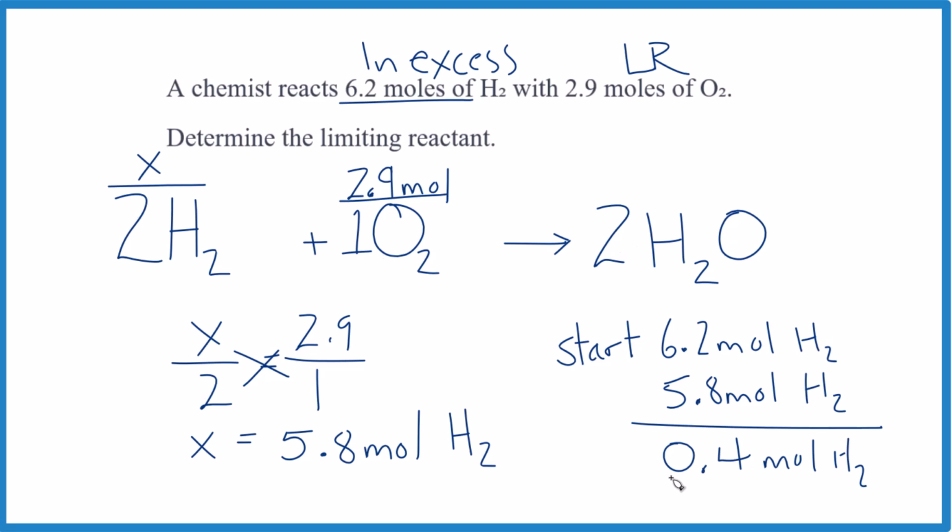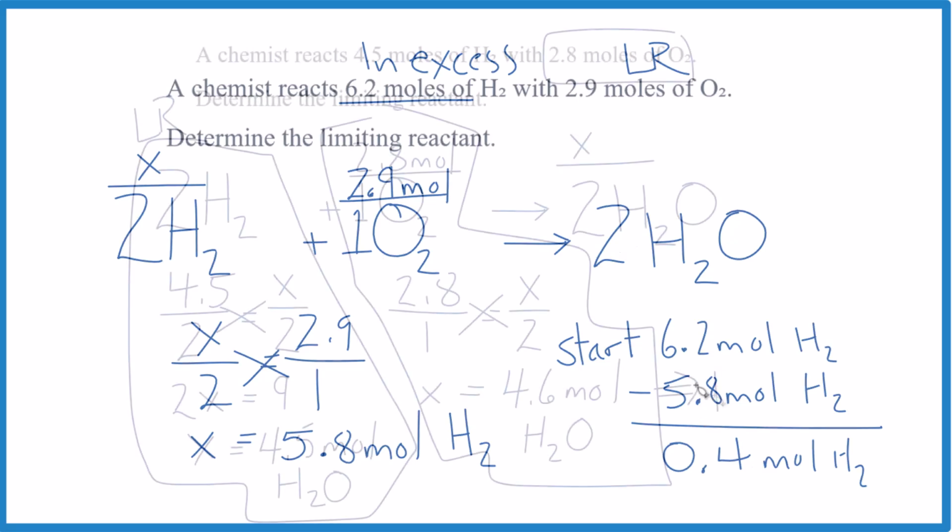So again, just to recap, we'd figured out that the limiting reactant was 2.9 moles in the previous problem. So we said if we have 2.9 moles of oxygen, how much of this H2 can we use? And we said we'll end up using 5.8 moles of it. Since we started with 6.2, we just subtract and we get 0.4 moles of H2 that's left over. So now pause and give it a try.